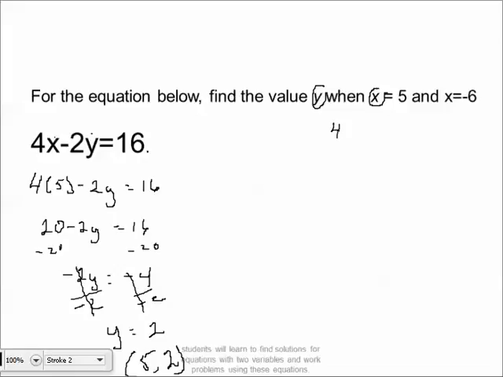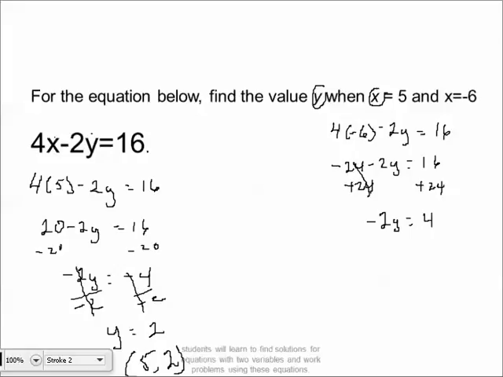So when x is negative 6: 4 times negative 6 minus 2y equals 16. Well, 4 times 6 is 24, so this is going to be a negative 24 minus 2y equals 16. I'm going to add 24 to both sides. Why am I adding? Because it's already got a minus sign there. I'm going to add the opposite. So add 24 to both sides, making certain it remains balanced. Well, that goes to 0. That's going to leave me with minus 2y is equal to 40.